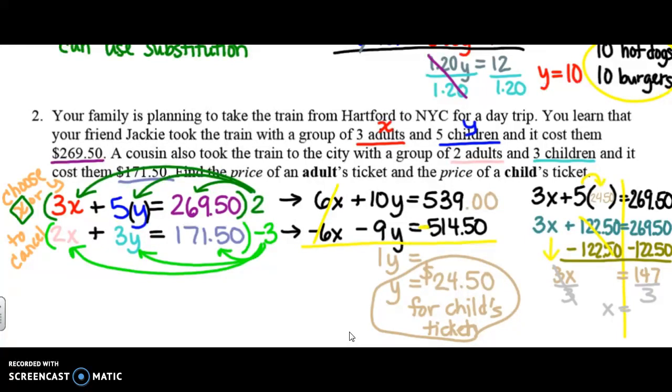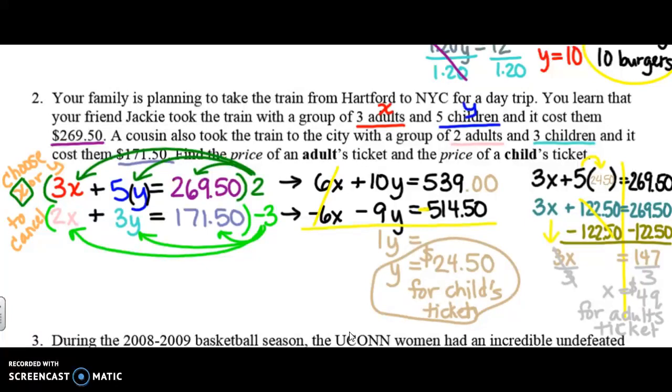Divide both sides by 3 since 3 was being multiplied to x, and I get $49. $49 is the cost for each adult ticket. And now if I go to purchase my ticket from Hartford to New York City, I know how much it's going to cost. Okay.